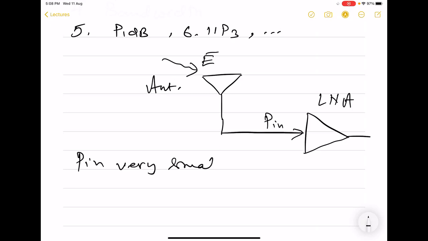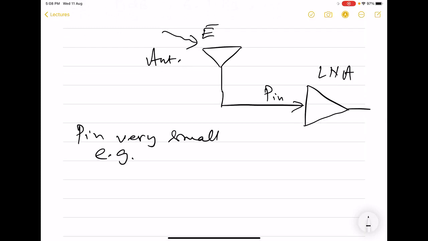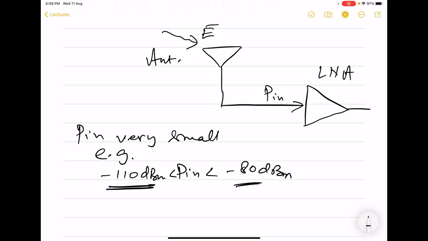For example, if you see the signal received by your mobile phone, you can check the strength of the signal received. It will be anywhere between say minus 110 dBm to typically minus 80 dBm. This is the typical strength of the signal received. So this is the scenario when you can see that signal strength is weak on the bar that is displayed in the mobile phone, and here it will be like a full strength signal.